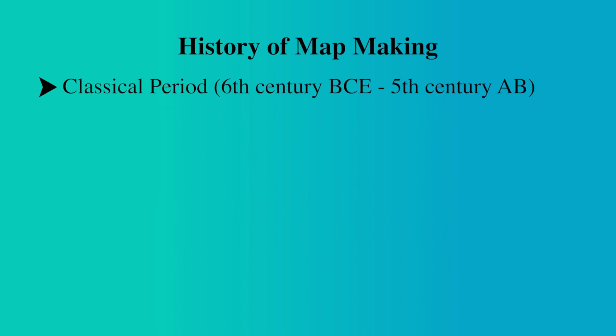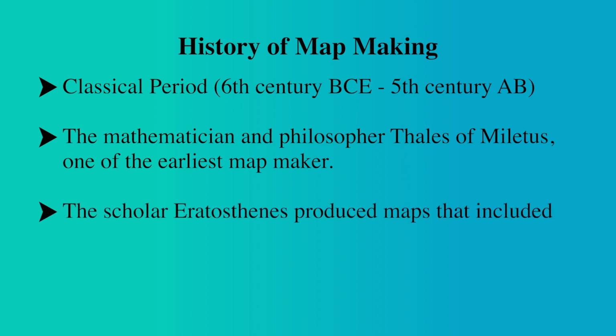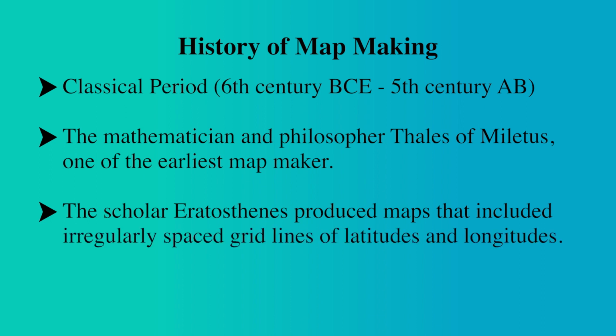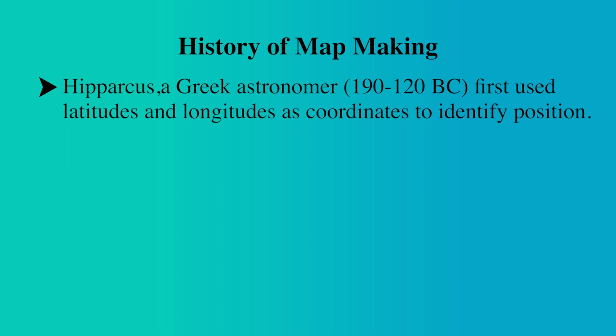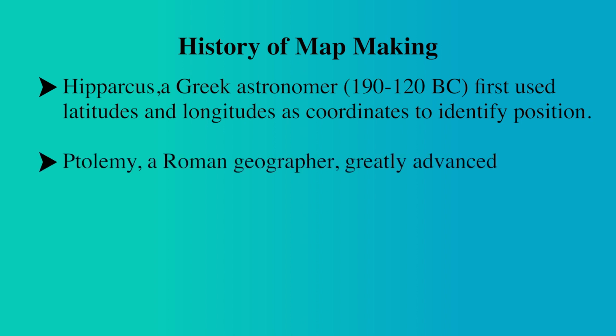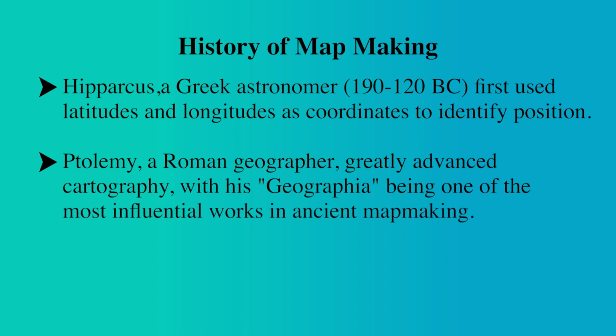From 6th century BC to 5th century AD, which was a classical period of history, ancient Greek scholars made significant contributions to cartography. The mathematician and philosopher Thales of Miletus is often regarded as one of the first map makers. Later, the scholar Eratosthenes produced maps that included irregularly spaced grid lines of latitudes and longitudes. Hipparchus, a Greek astronomer, first used latitudes and longitudes as coordinates to identify positions. Ptolemy, the Roman geographer, greatly advanced cartography, with Ptolemy's Geographia being one of the most influential works.